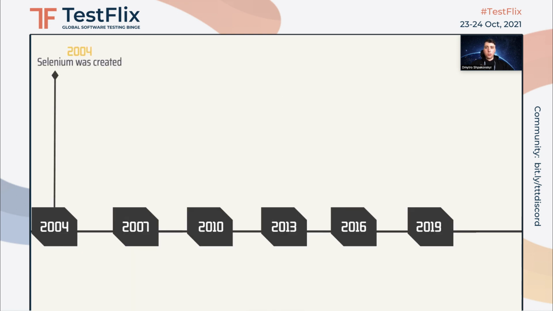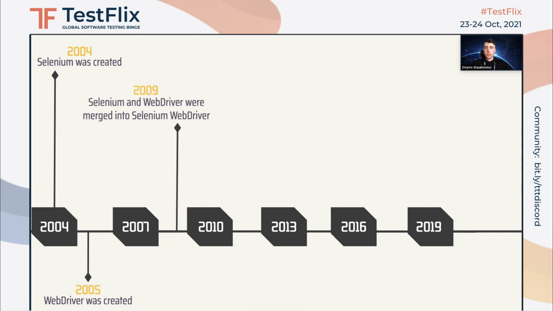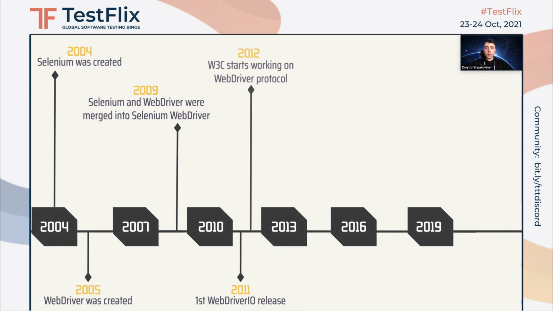So, in 2004, Selenium was created. After that, in 2005, WebDriver was created. In 2009, both of them merged into Selenium WebDriver. Then, in 2011, the first version of WebDriver IO was released. And in 2012, the World Wide Web Consortium started working on a centralized WebDriver protocol. In 2013, the first version of Protractor emerged.